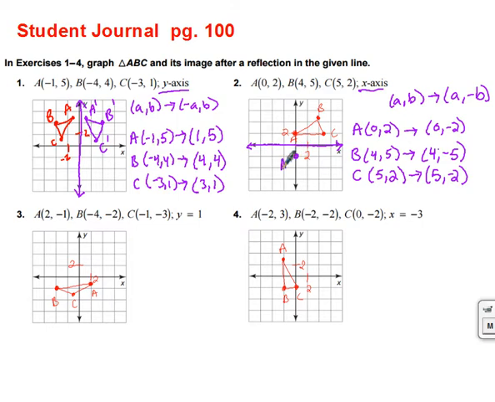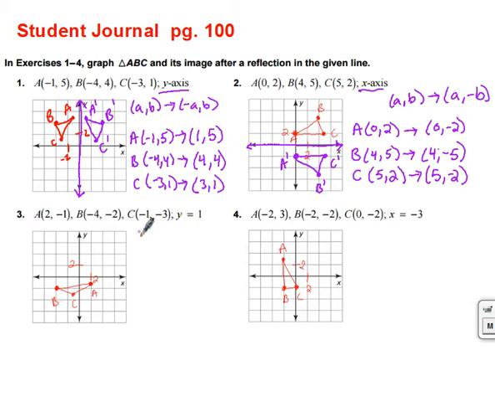So (0, -2), that's now A prime. (4, -5), that's B prime. And (5, -2), that's C prime. So if we look at this, does this look like a reflection over that line? I would say it does. So now we're going to look at over the line y equals 1.